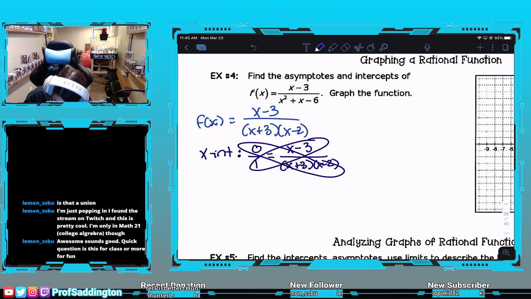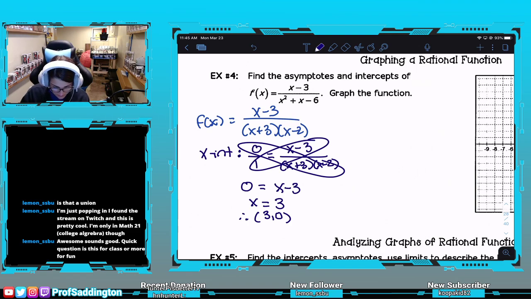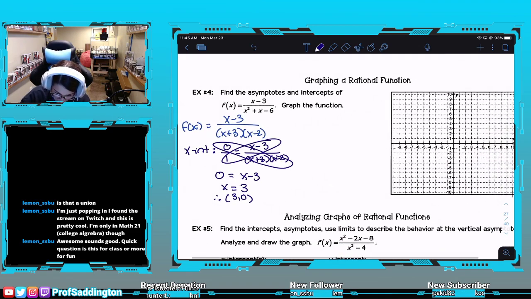So, we get 0 equals x minus 3, which means we get x equals 3. So our x-intercept is going to be the point 3, 0. So if we want, we can graph that right now as we go along.